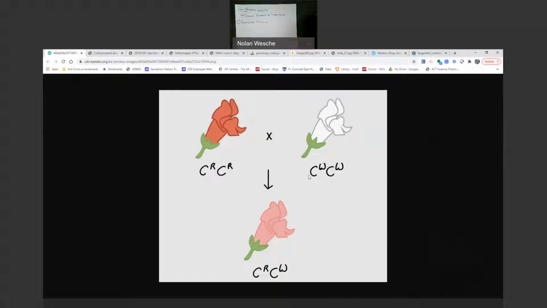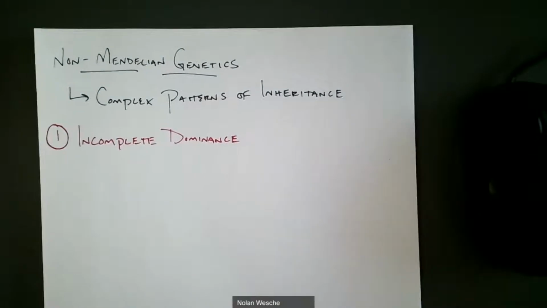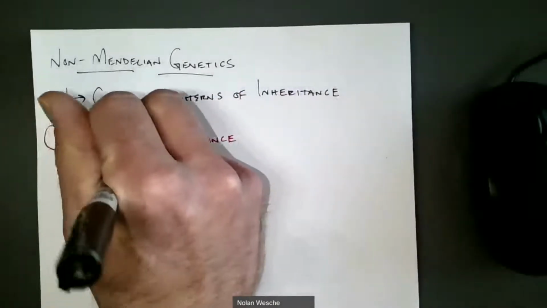You can see that the symbols we use are a little different. Instead of using capital letters and lowercase letters, we're using superscripted letters to show that it's incomplete dominance, a non-Mendelian inheritance pattern that's more complex. We use these superscripts when we're showing that it's more complex than just dominant or recessive. In this case, the red is incompletely dominant to the white, producing the pink. We'll go back to our notes setup here, define this, and then work a problem.